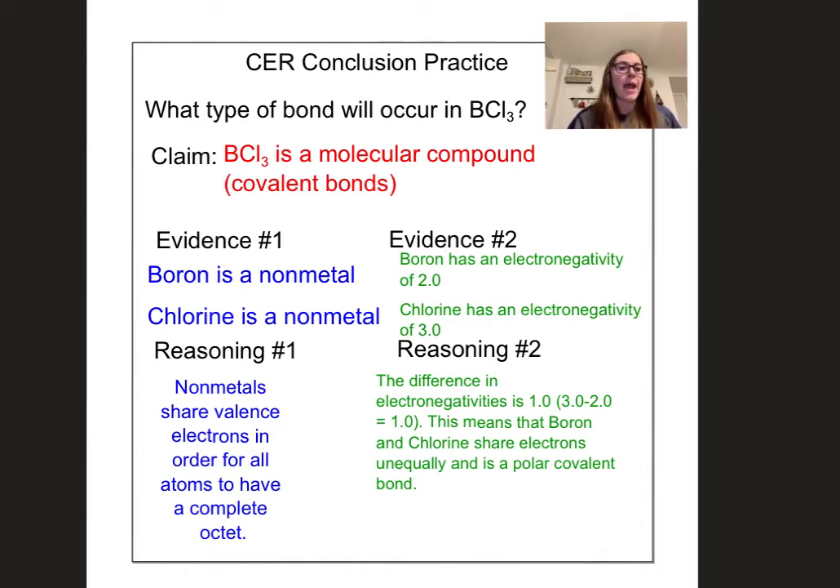Okay, so I have my outline. Now I can put it in a paragraph. I'm literally just going to use complete sentences and say BCl3 is a molecular compound, boron is a nonmetal, and chlorine is a nonmetal.